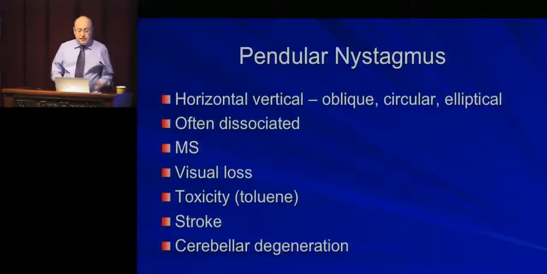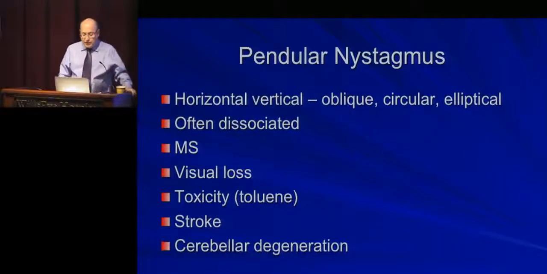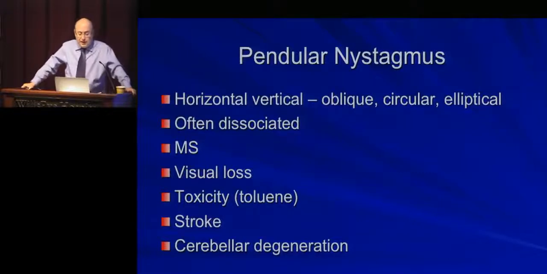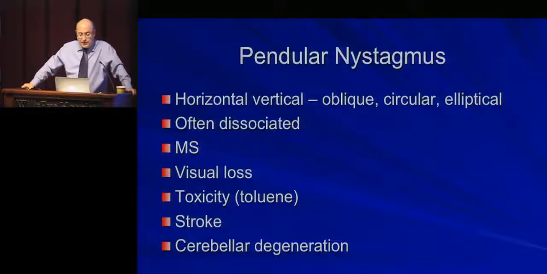Now we'll talk about pendular nystagmus. And we have all these to talk about. It could be any direction: horizontal, vertical, oblique, circular, or elliptical, if it's a combination. It's often dissociated. The most common cause of acquired pendular nystagmus is multiple sclerosis because of multiple lesions in the posterior fossa. But you can see it in visual loss in kids, toxicity rarely like toluene, stroke, and cerebellar degeneration.